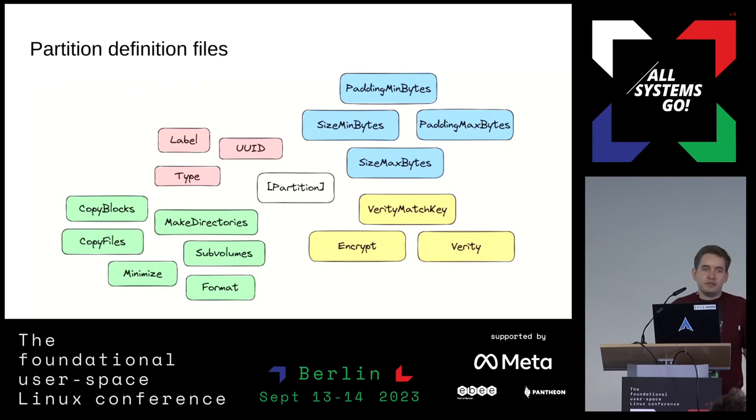And then the Verity option is basically to set up Verity. Because Verity involves multiple partitions, in the normal case you have three partition definitions, one with Verity set to data, one with Verity set to hash, and one with Verity set to signature, each of the different partitions you need for Verity. And then you match them all together using VerityMatchKey. So they all have the same VerityMatchKey, and then those three belong together, and we put Verity into those three partitions.